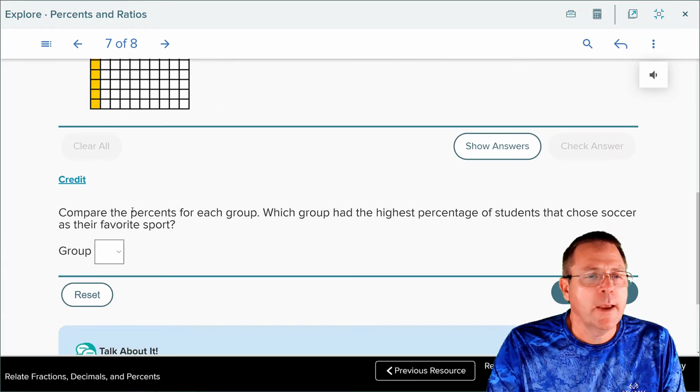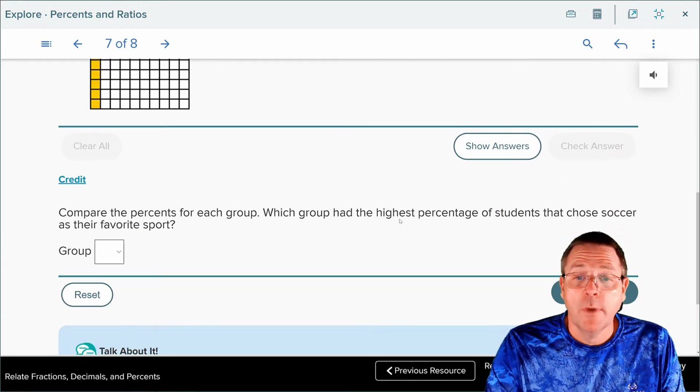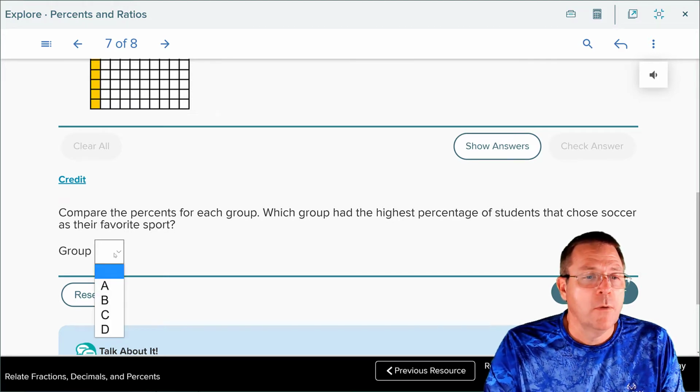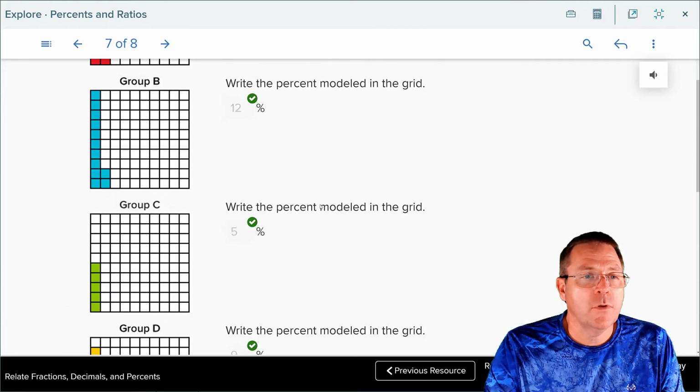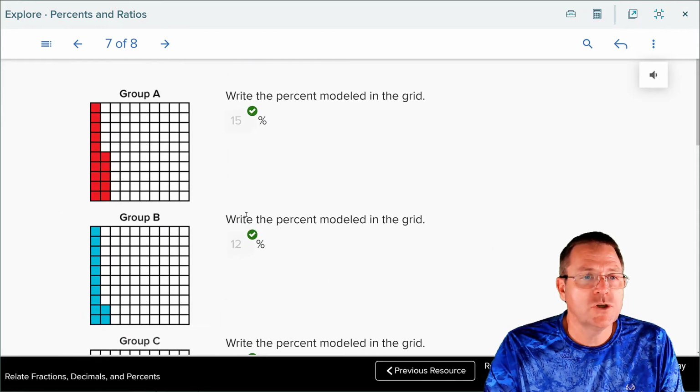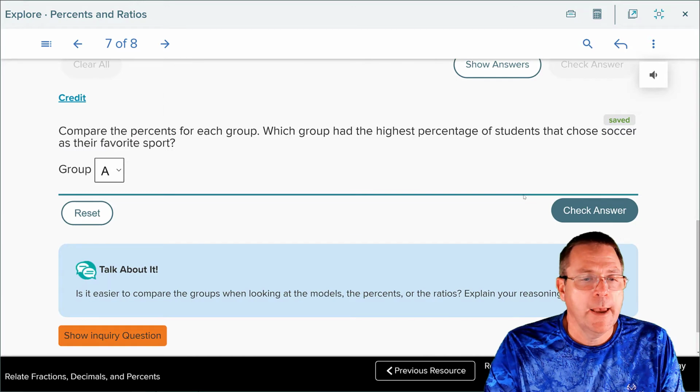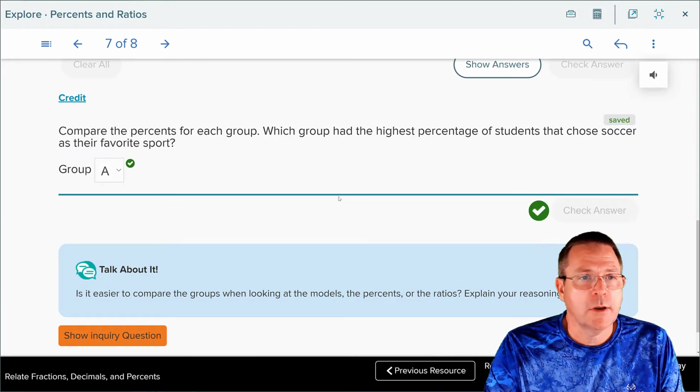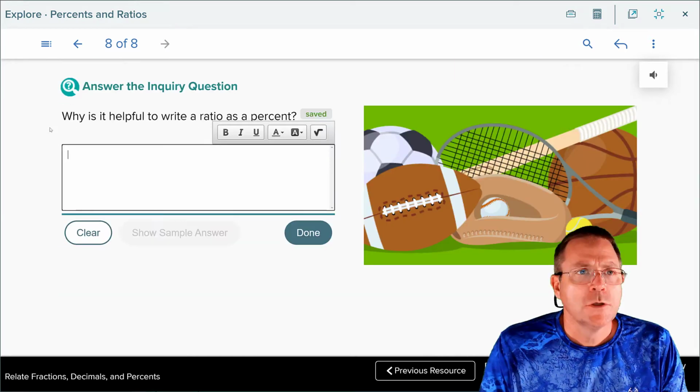All right, now compare the percents for each group. Which group had the highest percentage of students that chose soccer? Well, that was going to be Group A, because if you look at the chart, Group A had the most shading, the red one up there, at 15%. Check our answer. It did check correct.